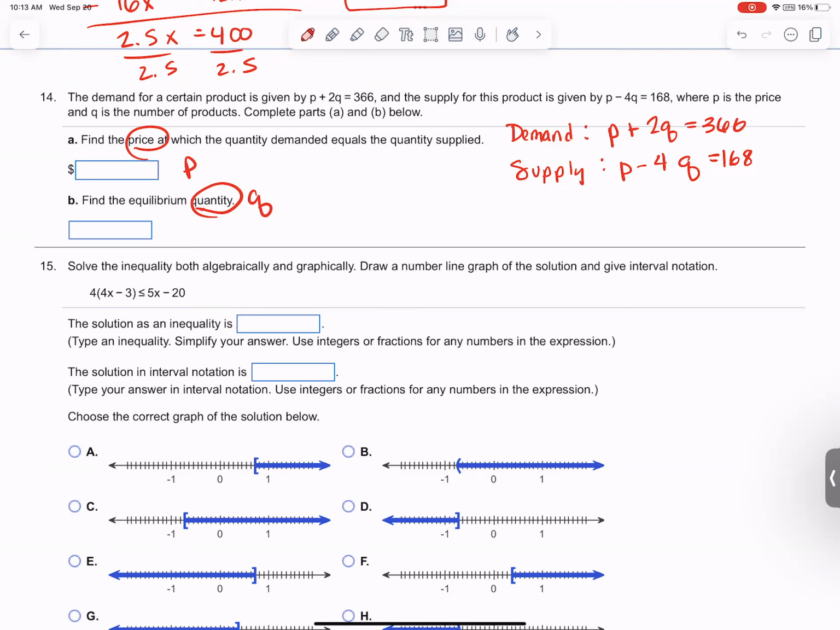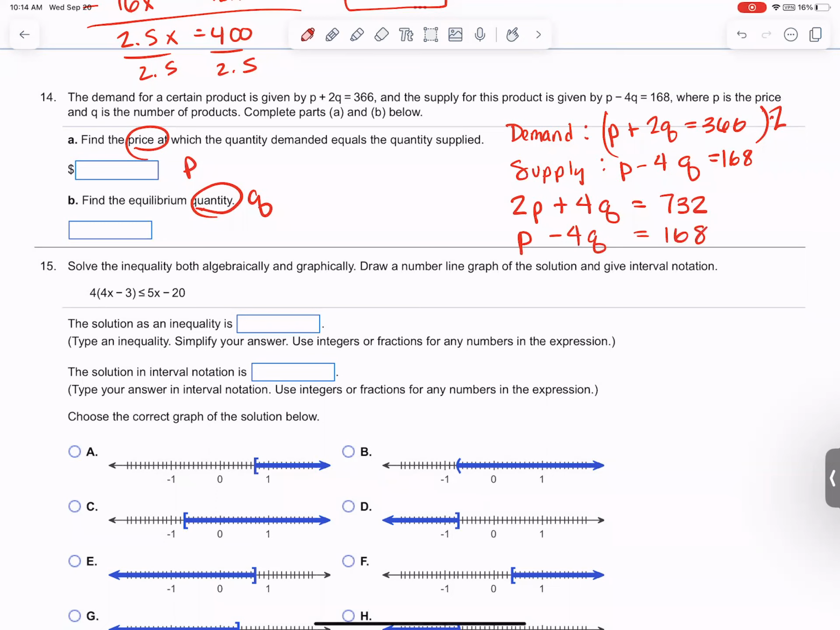What did I do? I multiplied equation 1, the demand equation, by 2 and added it to the supply. You could certainly multiply that equation by -1 and add it to the supply. You could do that. That would work too. I like to keep things positive. So I'm going to multiply by 2. 366 times 2 is 732. And then I'm going to add that to the supply equation.